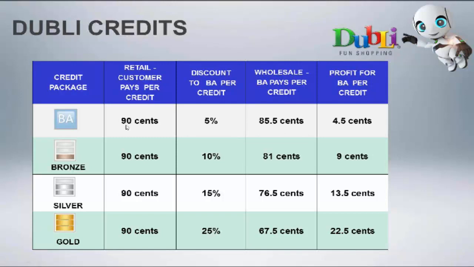Of course, you'll receive the full 90 cents because it is a retail transaction, but your profit component is 4.5 cents. As a bronze package holder, you've paid 81 cents per credit. You sell them at 90 cents, so your profit is 9 cents. The silver, you've paid 76.5 cents, you sell them at 90, so your profit is 13.5 cents. And the gold package holder has paid 67.5 cents per credit. You sell them at 90 cents, and so your profit is 22.5 cents per credit that you sell. Hopefully that clears that up in your mind. It's very simple. You buy at wholesale and sell at retail, and the percentage discount that you get determines the profit.